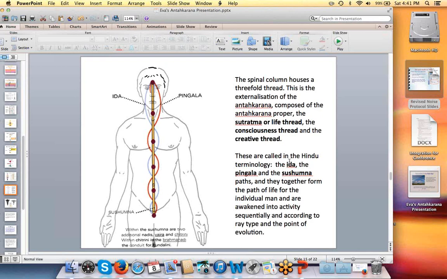These are called, in the Hindu terminology, the Ida and the Pingala, and the Sushumna, and they together form the path of life for the individual man, and are awakened into activity sequentially, according to ray type and point of evolution. So all the chakras are awakened sequentially, but it's not like you wait for one to totally open up and awaken and then the other one goes. There is definitely an order.